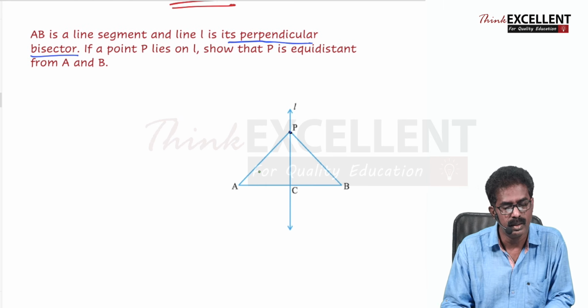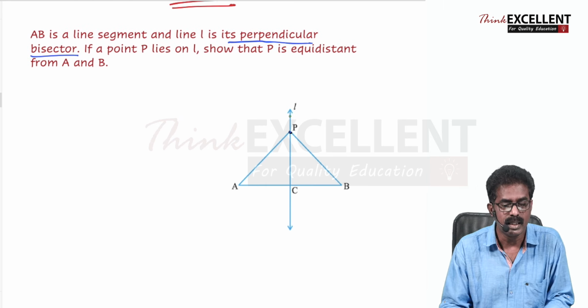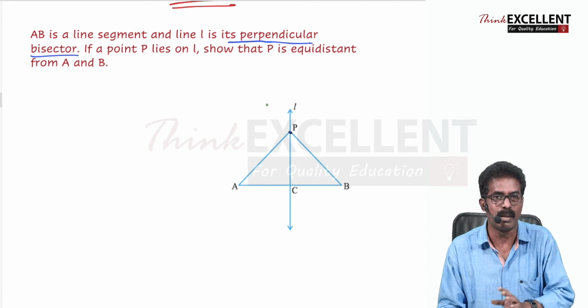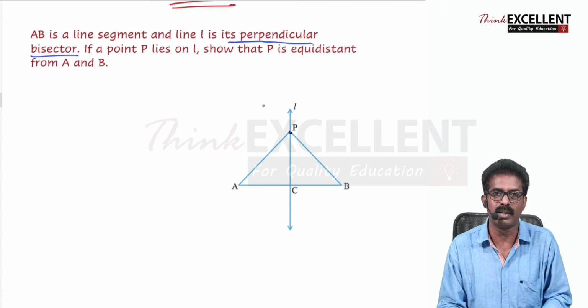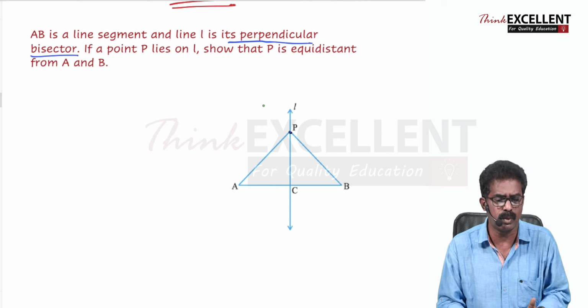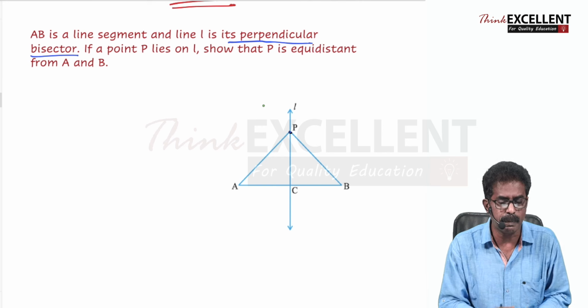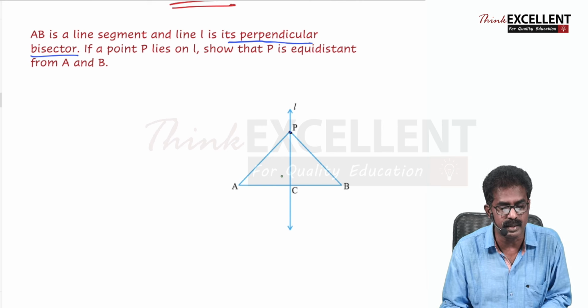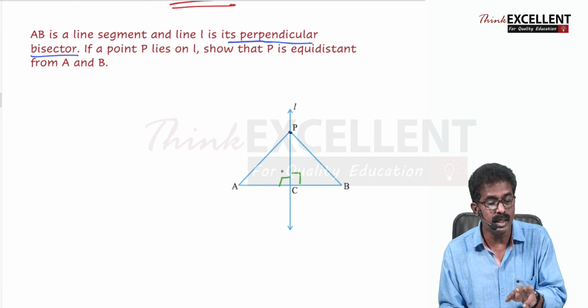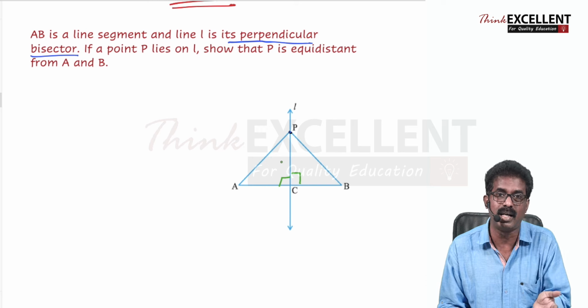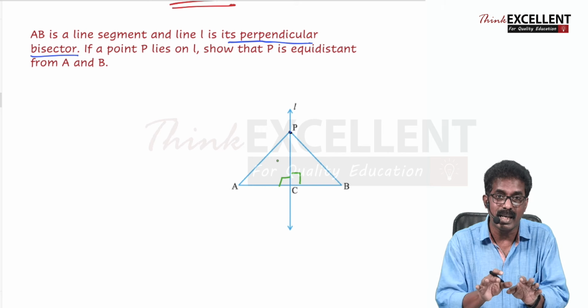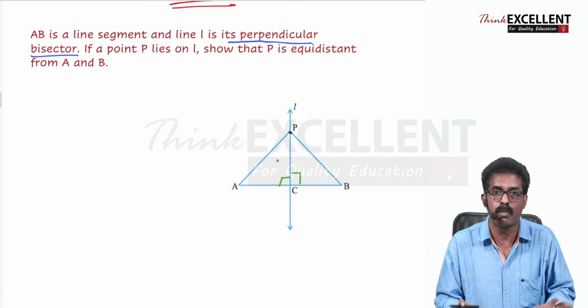Listen carefully. AB is a line segment. L is the perpendicular bisector. Two important things you are getting from there. Perpendicular bisector. What's the meaning of that? L is perpendicular to AB means that two angles are 90, right? This angle is 90 and this angle also 90. And one more thing, not only perpendicular, bisector. What's the meaning of bisector? It bisects. It divides into two equal parts, right?